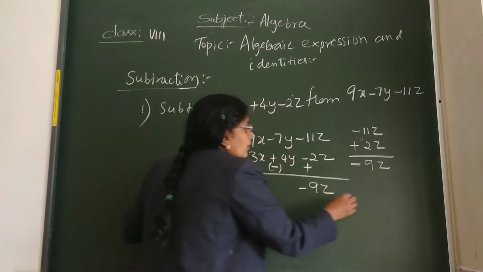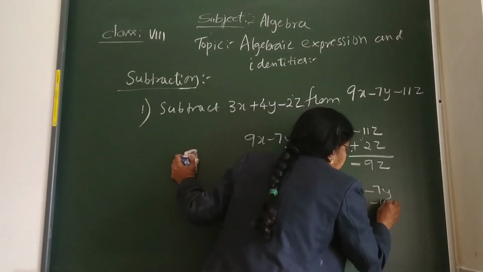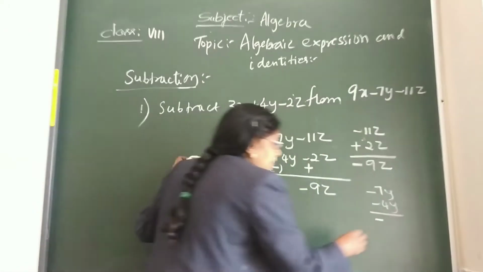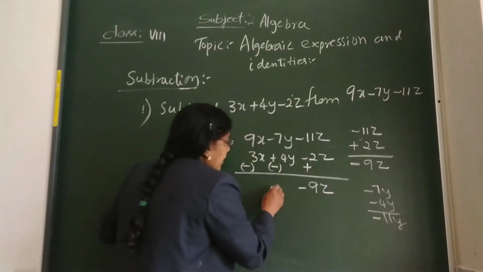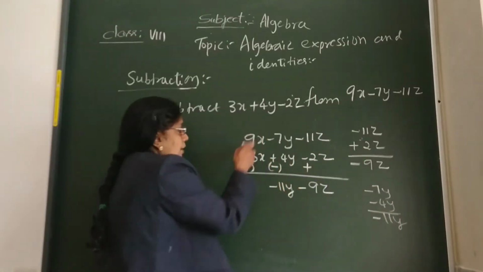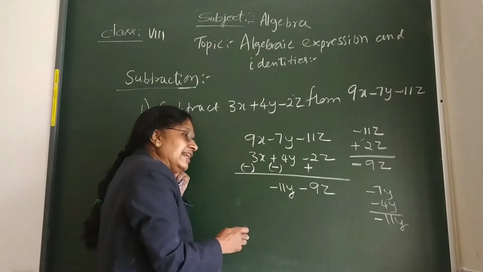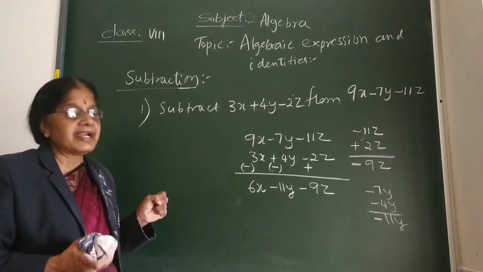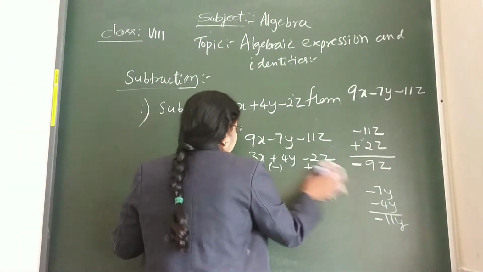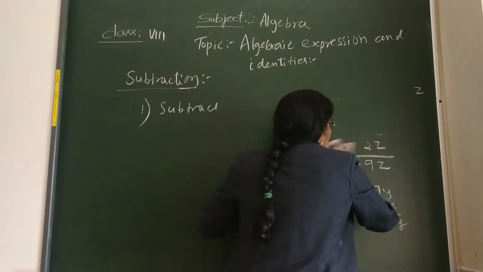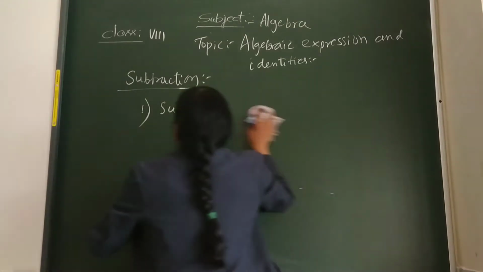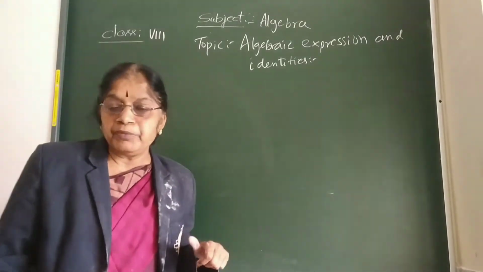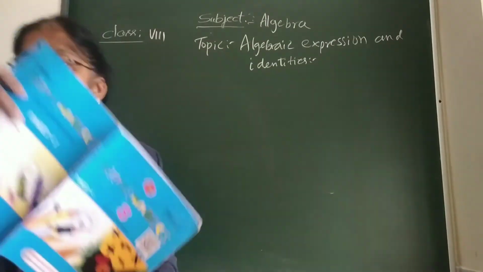Next you see, both are minus. This also I have taught you: two negatives should be added and keep the negative sign. 7 plus 4 is how much? 11. So I got minus 11y. Now look here, 9x minus 3x, very simple. 9 minus 3 is 6. You got 6x minus 11y minus 9z. So we came to know this is how we do the subtraction and addition of monomials, binomials and trinomials.